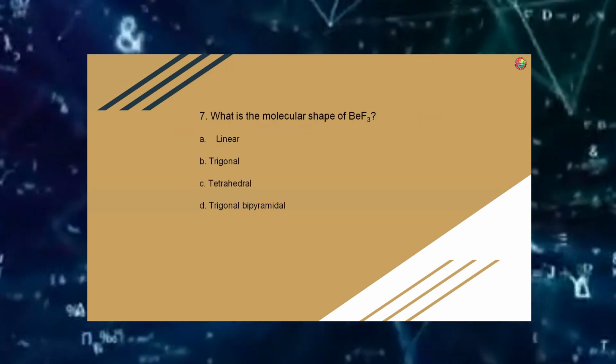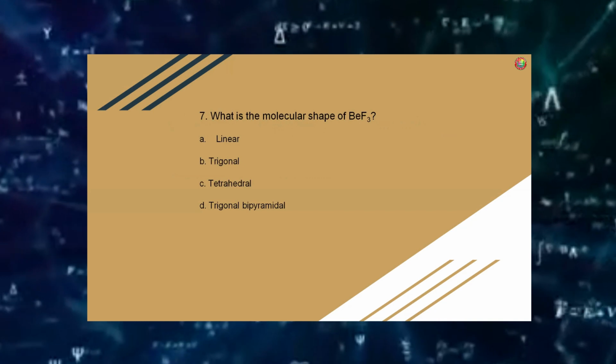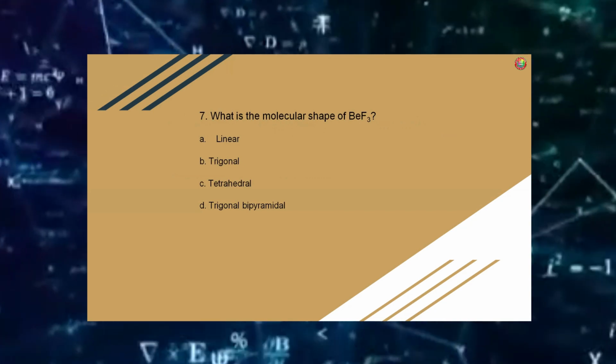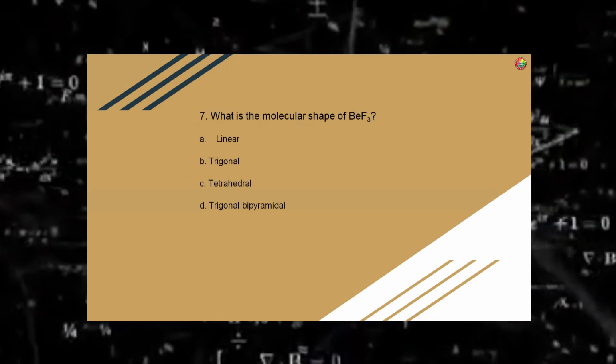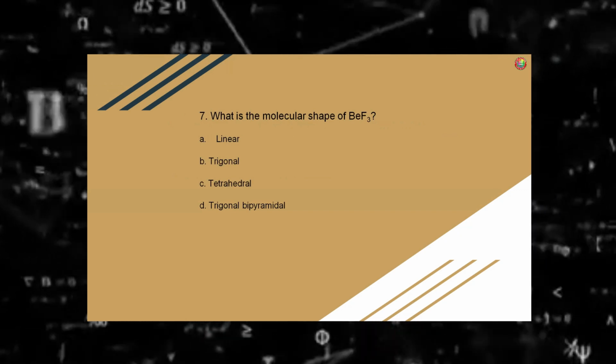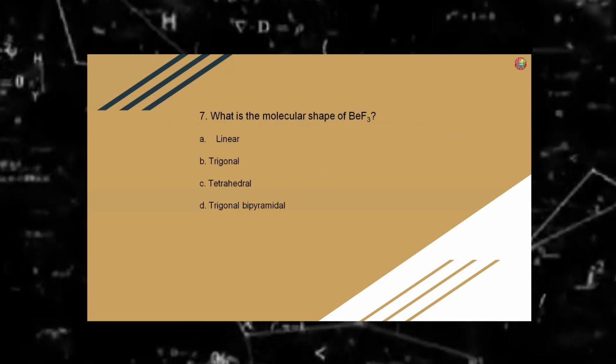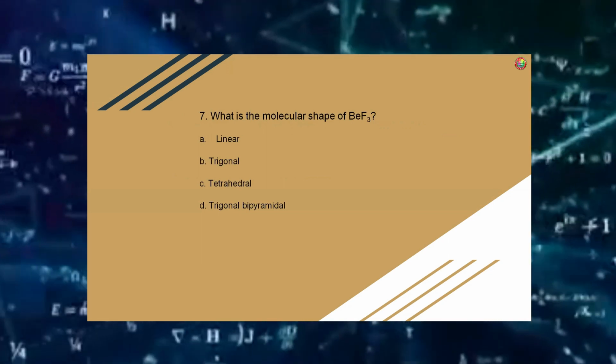7. What is the molecular shape of beryllium trifluoride? A. Linear. B. Trigonal. C. Tetrahedral. D. Trigonal pyramidal. The answer is letter B.